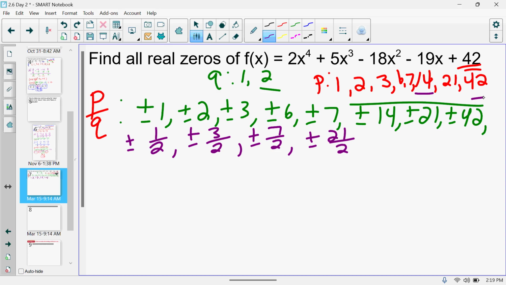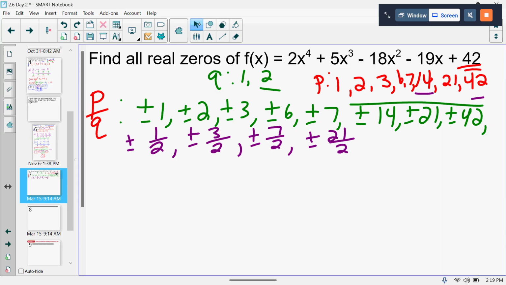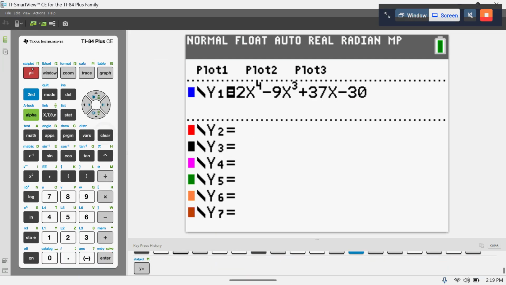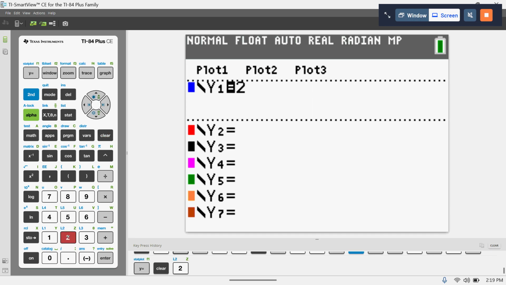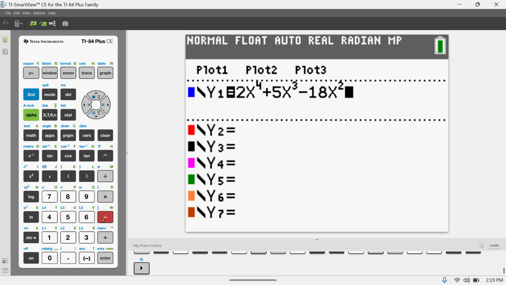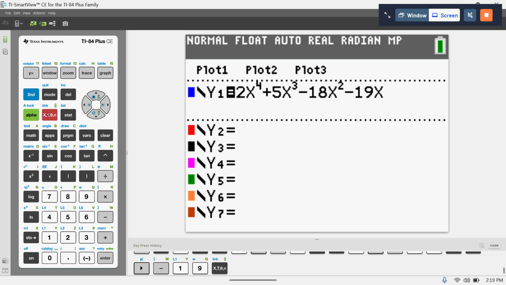So again, too big of a list. We should narrow it down by typing the function in our graphing calculator to see which of those answers look feasible. So 2x to the 4th plus 5x to the 3rd minus 18x squared minus 19x plus 42.